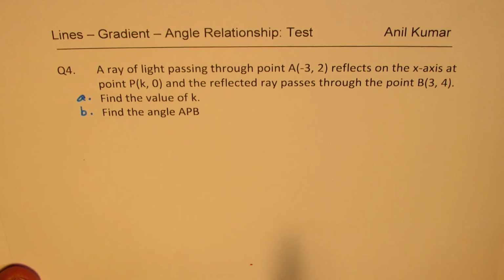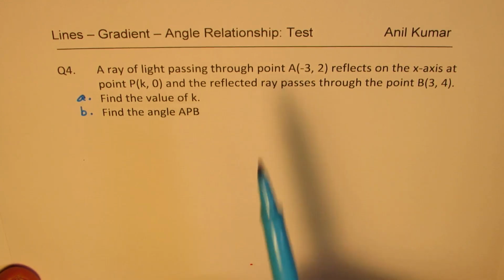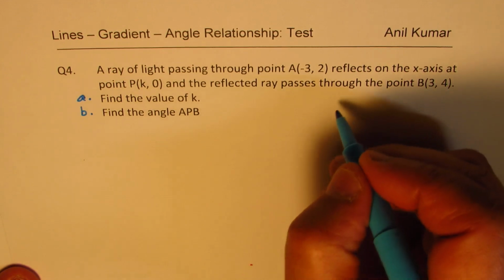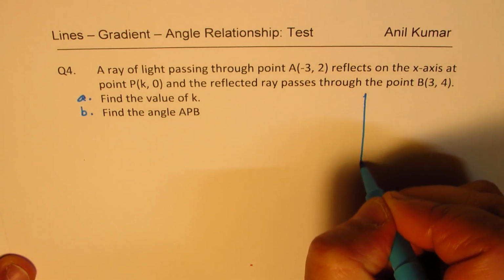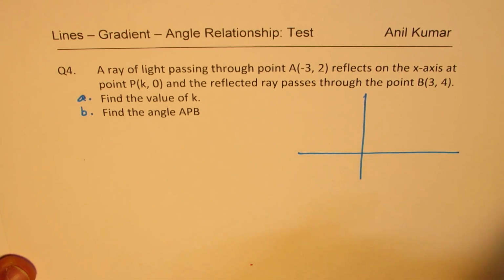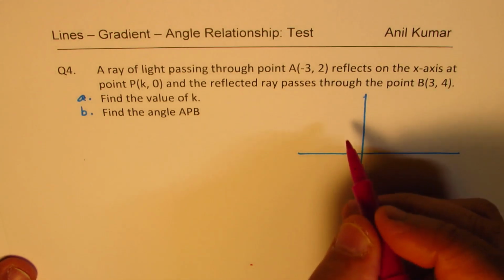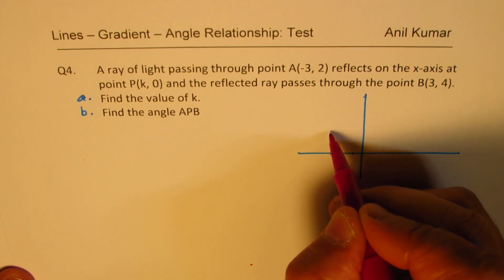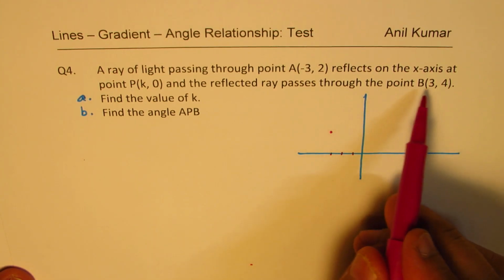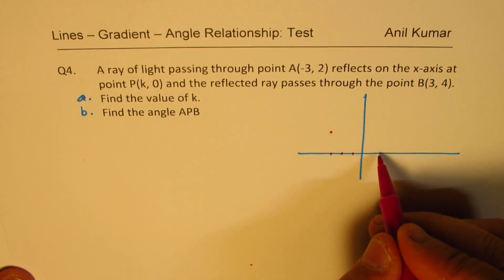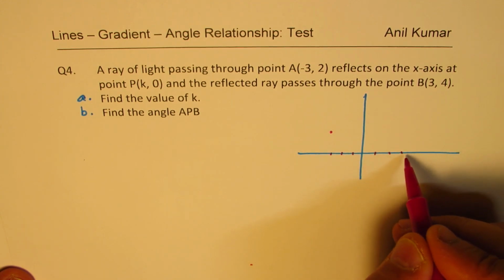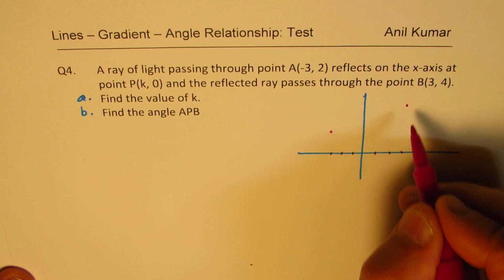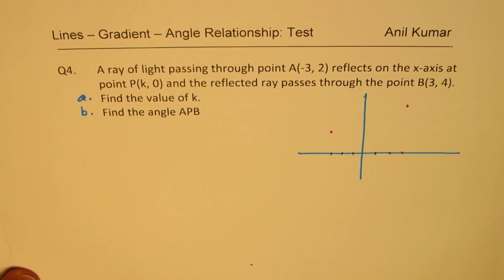Now let's try to sketch the scenario. We are given the points (-3, 2) and (3, 4). Y values are positive, so let me sketch it kind of like this: -3, then 1, 2, 3 up, and 2 somewhere here. And then we are given 3, so 1, 2, 3, and up here. So those are the lines.